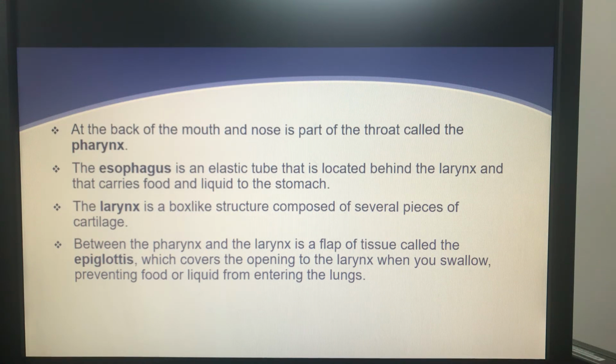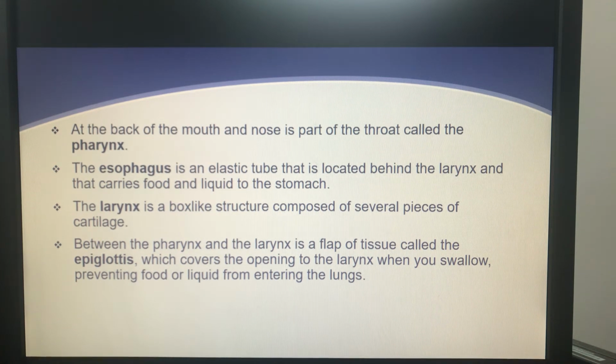Between the pharynx and the larynx, there is a flap of tissue called the epiglottis, and it covers the opening of the larynx. What happens is when you swallow food and liquids, to keep it from going into the airway, into the lungs, that little flap will close. As you swallow, it automatically closes, and so the food can pass through without going into the airway.